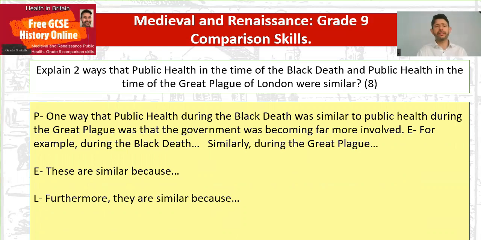So I've got the opening sentence for you. One way that public health during the Black Death was similar to public health during the Great Plague was that government was becoming far more involved. So we're going to go with the government idea being more involved. You can flick back to the little table if you like. Give this a go, see if you can write the answer. Fill in the evidence now, just the evidence section. For example, during the Black Death, they did this. Similarly, during the Great Plague, they did this. So pause and give it a go.